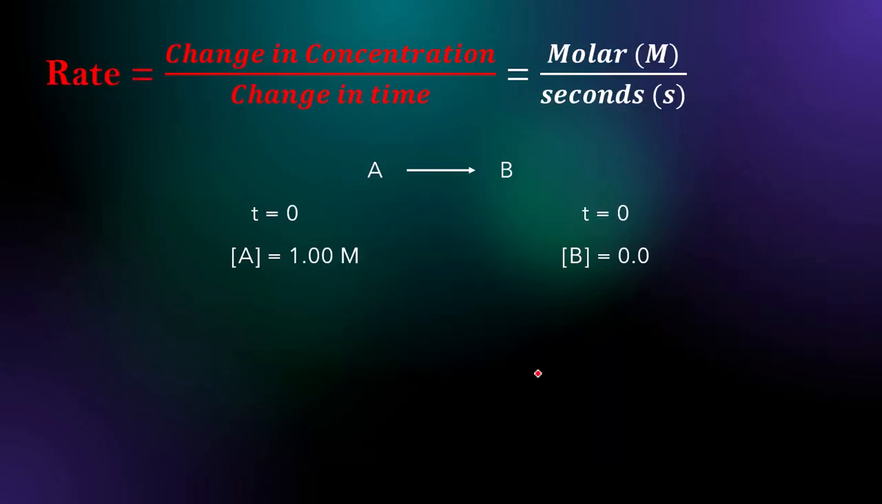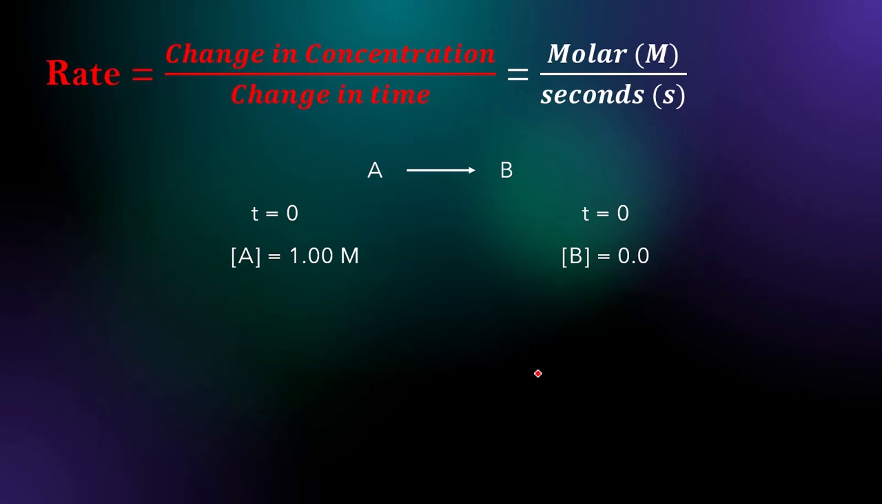So now let's go ahead and talk about how to calculate the rate in a reaction. Again, we're talking about the change in concentration over the change in time, and we have our molar over seconds as our units. So in this example, we have reactant A turning into product B. So we're going to have A disappearing and B appearing because our reactants are turning into our products.